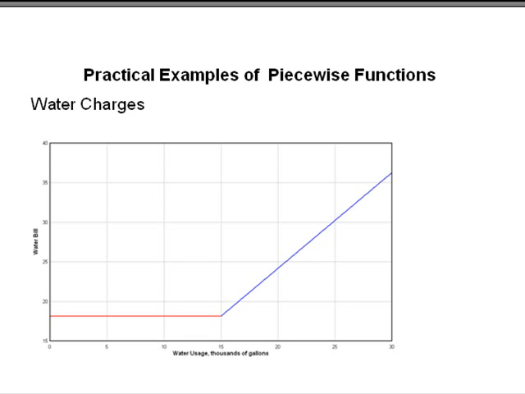And here's a graph of the water charges. You can see right here is your flat rate up to 15,000 gallons. After that, you see the slope. And so there's a sudden drastic change. These are two pieces graphed on the same graph. They are the same function.